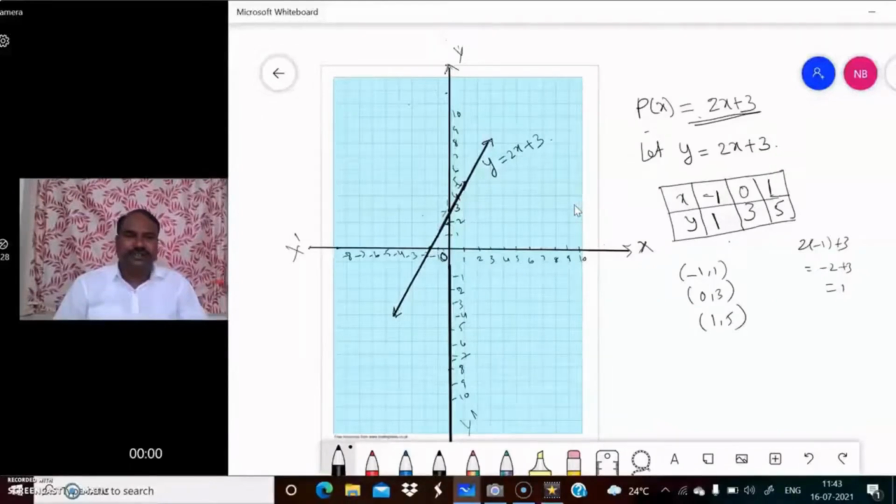So here the x-axis it cuts between minus 1 and minus 2, that is minus 1.5. Now we can check our answer.